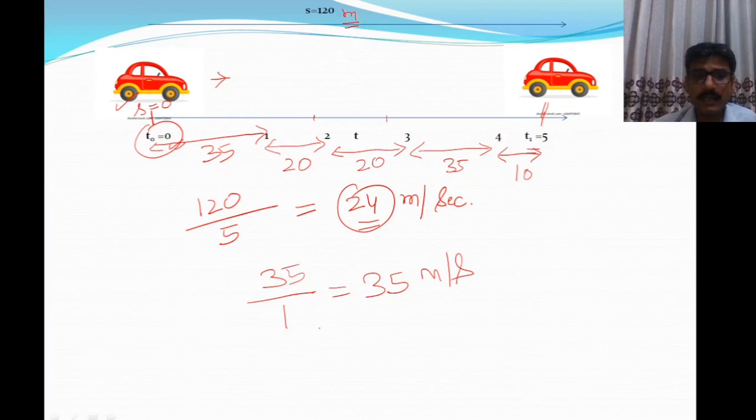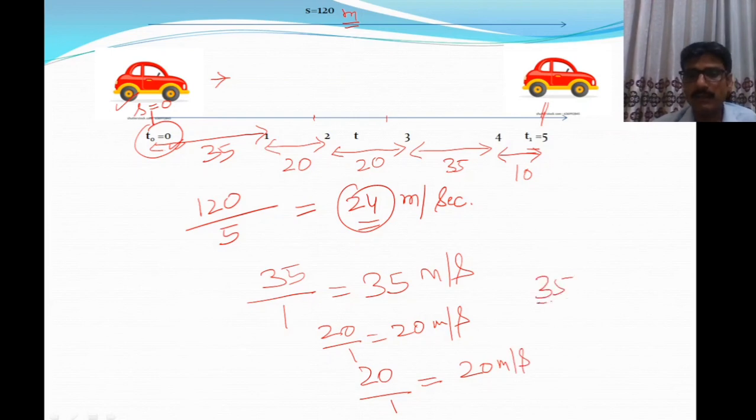Similarly, in the second second, the speed is 20 meter per second. Similarly, in the third second, 20 distance is covered in 1 second, so again 20 meter per second. And in the fourth second, 35 upon 1, that means 35 meter per second. Similarly, in the last second, the car covers 10 meter within the last second. Therefore the speed is 10 meter per second.